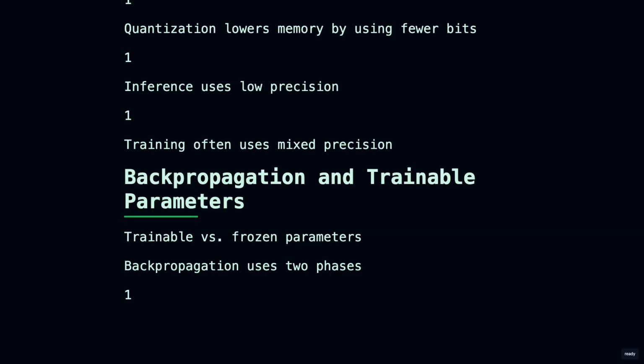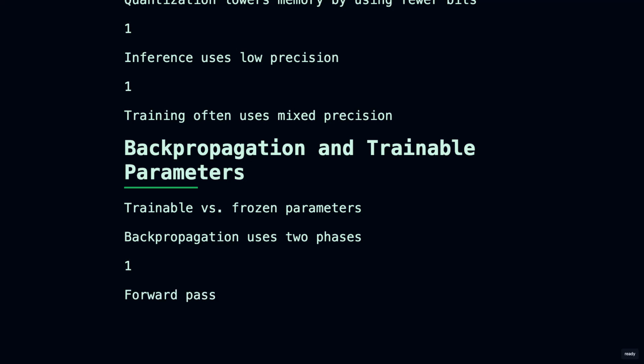First, we'll look at the forward pass. This is the part where the model processes the input and produces an output. The forward pass just means moving from input to output. No learning happens yet. The model is simply making a prediction.